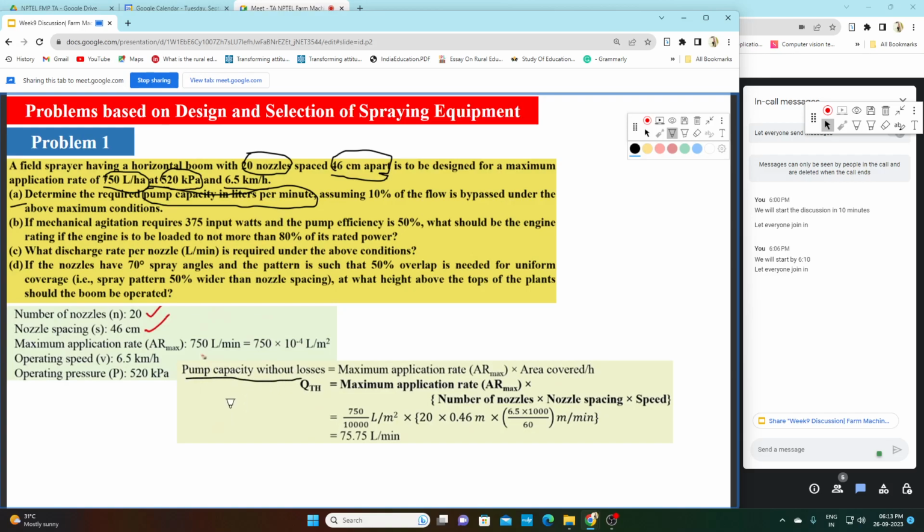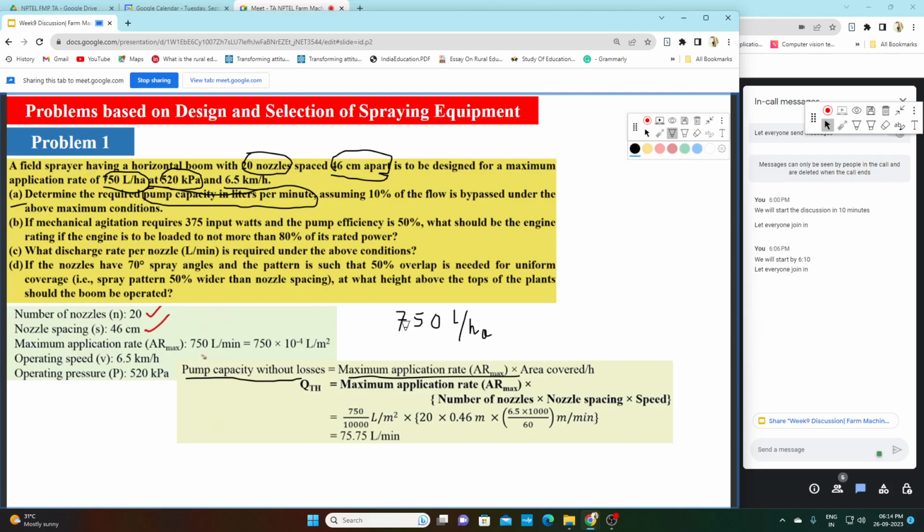So how to find out the pump capacity? Pump capacity is the maximum application rate of the nozzle times the area covered per hour. The maximum application rate is given, that is 750 liter per hectare. Second, we have been given the nozzle spacing and we have been given the speed.